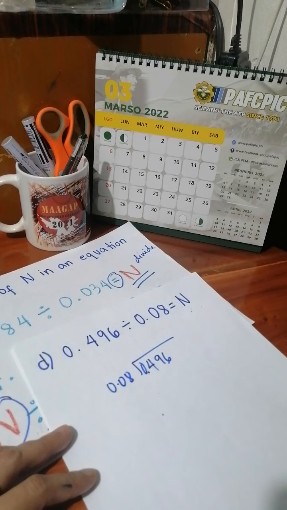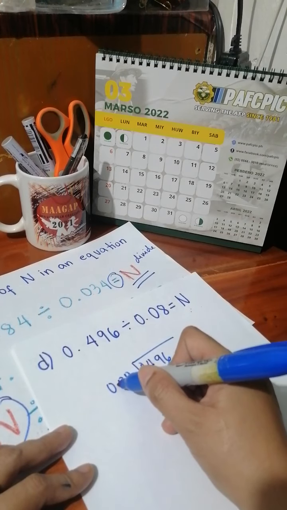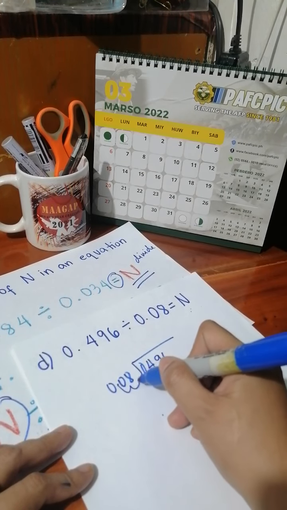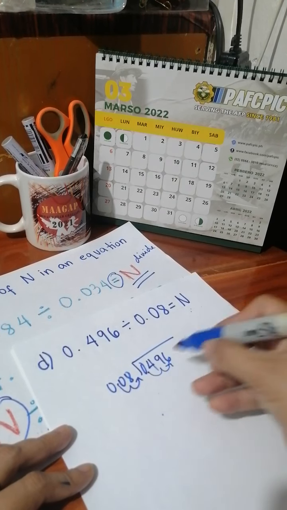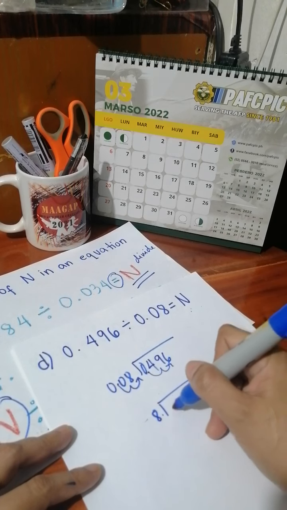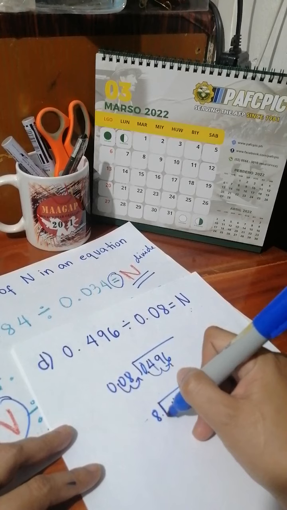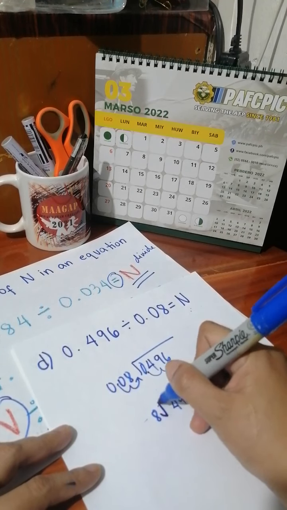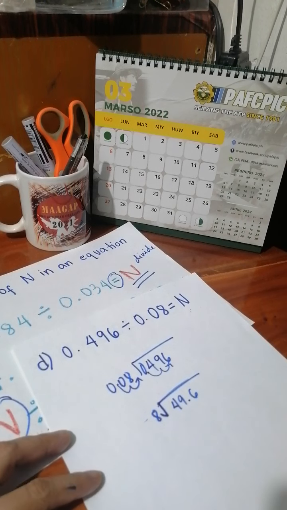And then, the next thing that we need to do is you move the decimal again. Move natin decimal 2 times. So, 1, 2. So, here the decimal again, 1, 2. So, the final will be 8, 49.6.